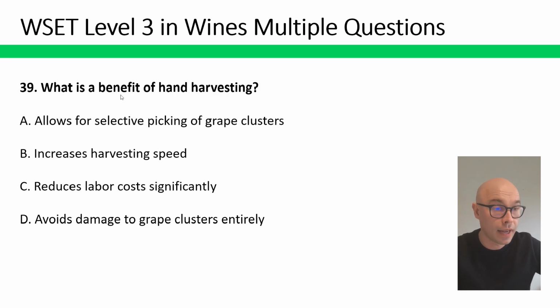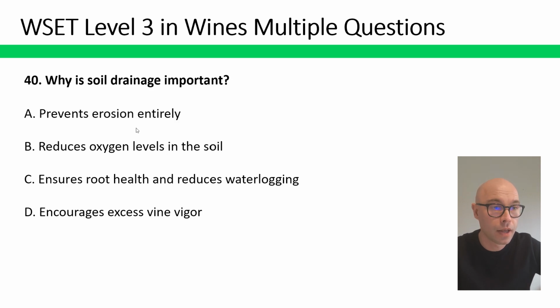What is a benefit of hand harvesting? Allows for selective picking of grape clusters, increases harvesting speed, reduces labor costs significantly, avoids damage to grape clusters entirely. The correct answer is A, allows for selective picking of grape clusters. Last question. Why is soil drainage important? Prevents erosion entirely, reduces oxygen levels in the soil, ensures root health and reduces waterlogging, encourages excessive vine vigor. The correct answer is C, ensures root health and reduces waterlogging.